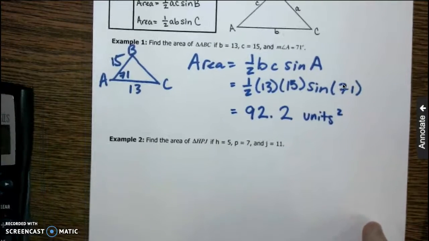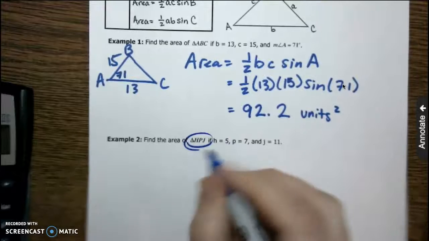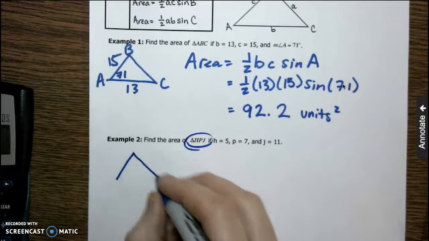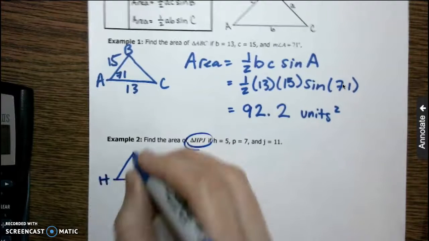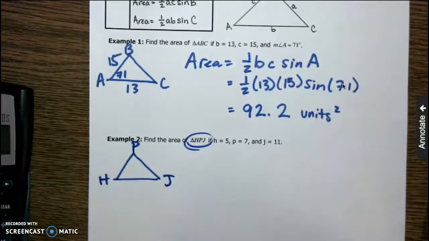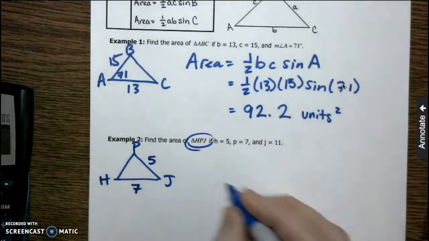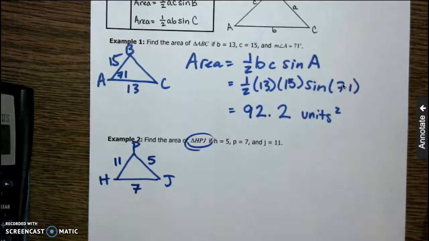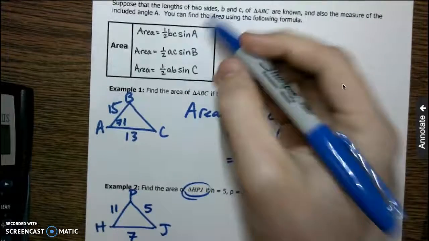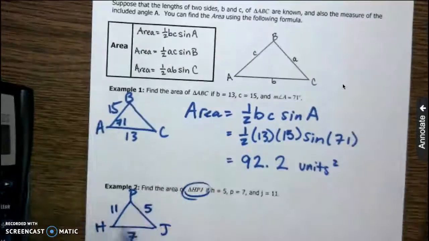So let's do example 2. We have triangle HPJ. Label your sides. H is 5, P is 7, J is 11. And I want the area. Now, we got to figure out which one are we going to use. So which angle do we have? And they didn't give me any angles.